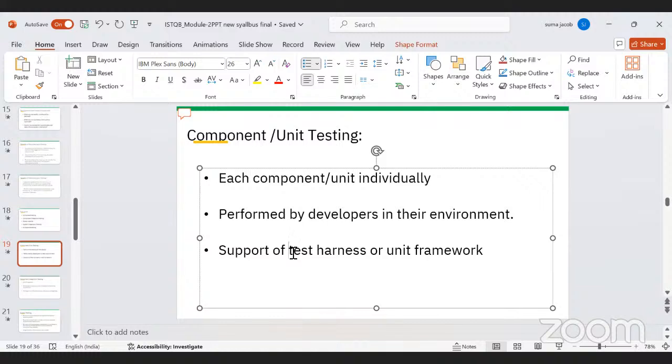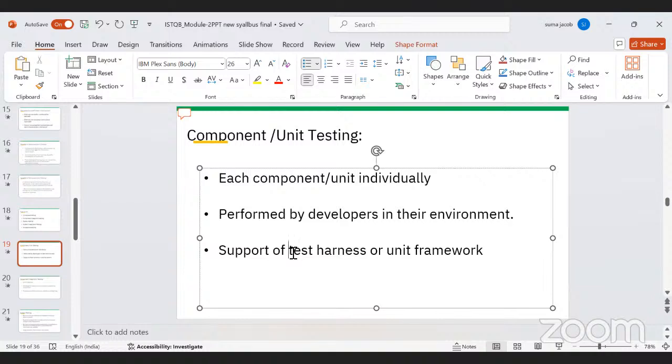So for that, we use the stubs and drivers. So when you do the component testing, if the main function is missing and you are using a dummy module, we call it a driver. If a lower function is missing and we are using a dummy module for that, it is called a stub.